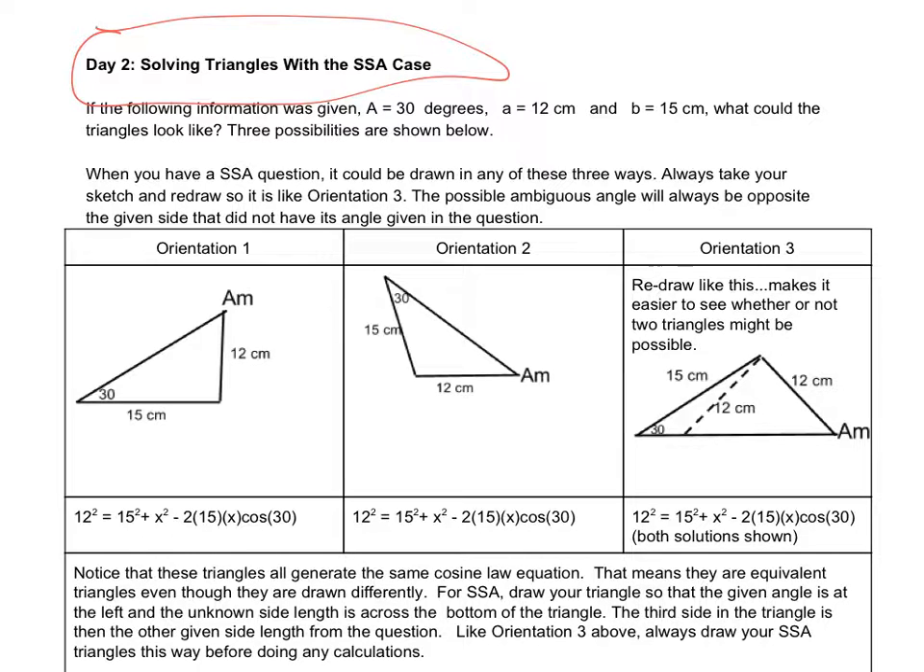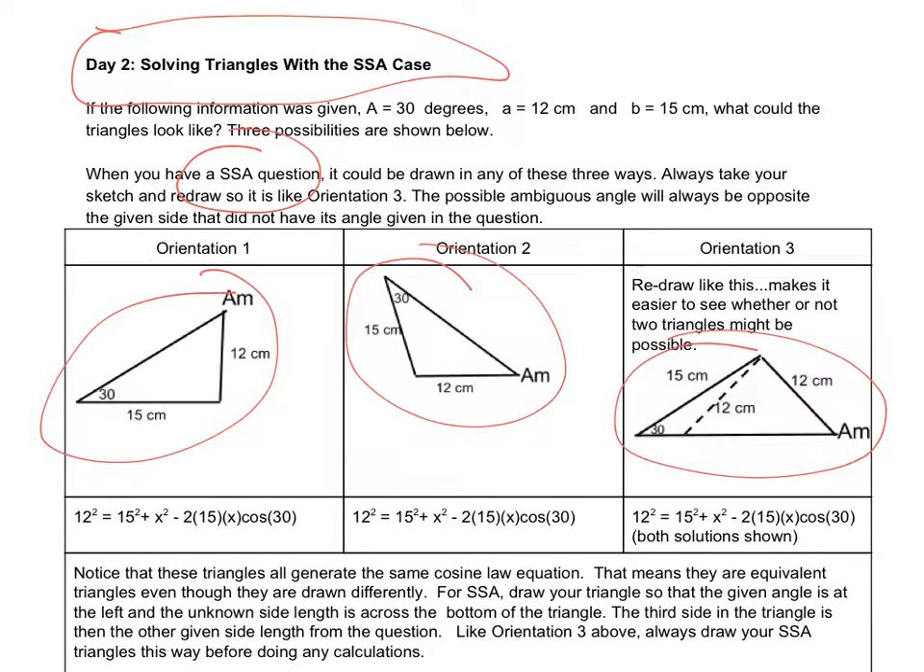What I want you to do, remember, every time you get side-side-angle, you may get a picture like this, or like this, or like this. If you notice, they all have the exact same information: side, side, angle. And what is the sequence? It's the 12, followed by the 15, followed by the angle. It's the same sequence every time.